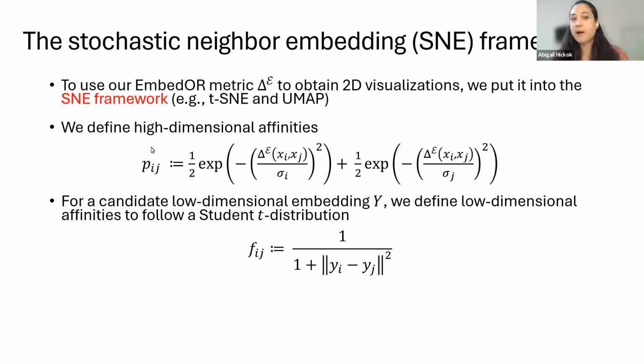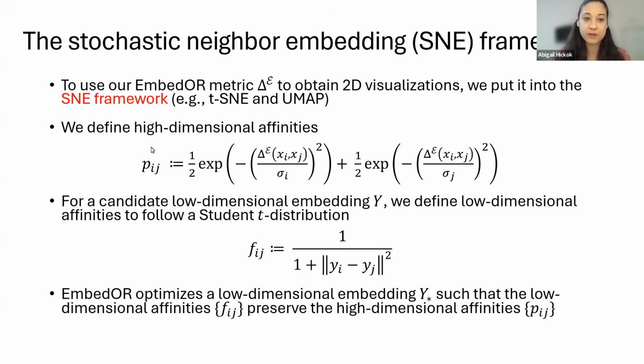And then for every possible low dimensional embedding y, we define these low dimensional affinities Fij here, which are again higher the closer the points are in the embedding. And what embedder does is that it optimizes a low dimensional embedding, specifically in 2D which we're working with mainly here, so that the low dimensional affinities Fij preserve the high dimensional affinities. So we're putting this embedder metric that we made using ORC into this stochastic neighbor embedding framework.